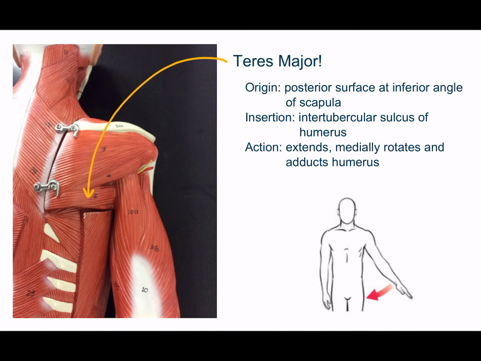The teres major is not part of the rotator cuff. It's on the posterior surface, where it originates at the inferior angle of the scapula. Its insertion is on the intertubercular sulcus, or intertubercular groove if you prefer. Its action is to extend, medially rotate, and adduct the humerus. It's also a synergist of the lats, the latissimus dorsi, but I didn't write that down.